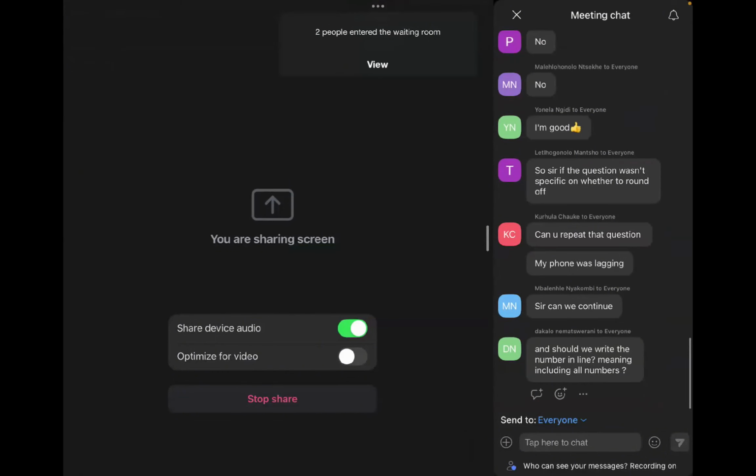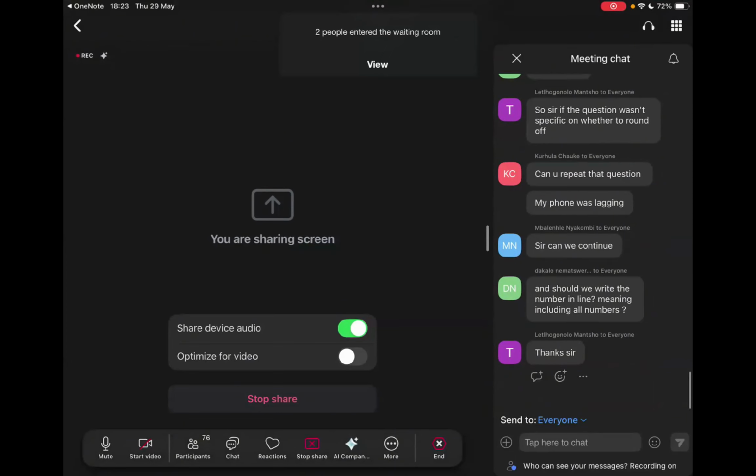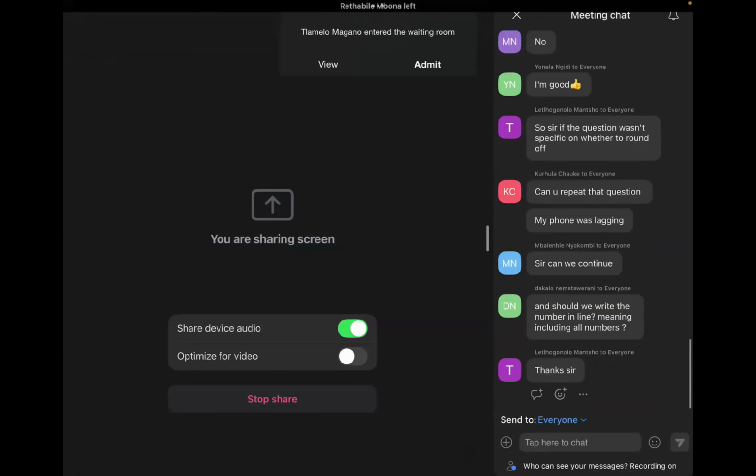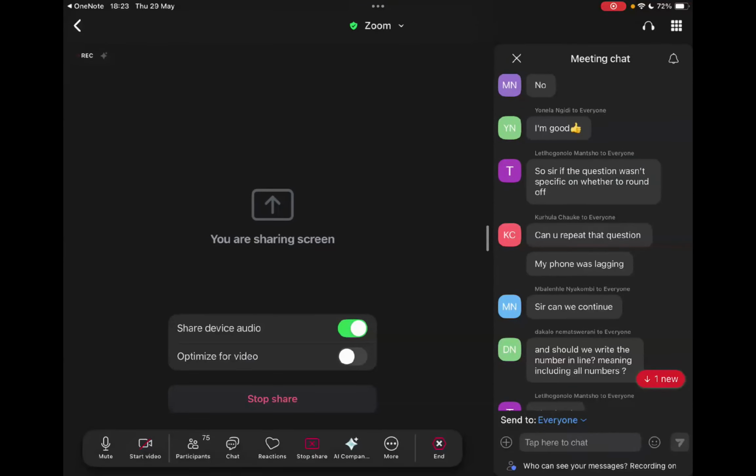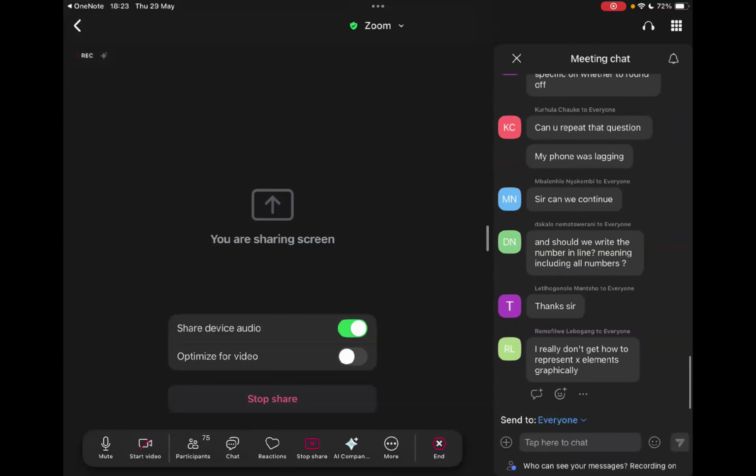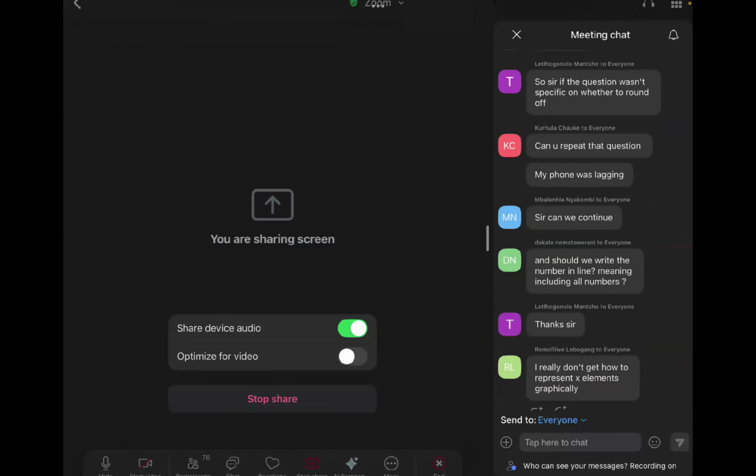Kurula, I'm not sure which question you're referring to. Do you mind clarifying for me? And Dakaro was asking, should we write the numbers in the number line, including all numbers? Dakaro, it's not necessary. In the way that I've written it for the answer, the way that I've drawn it graphically, you don't have to add the numbers in between.